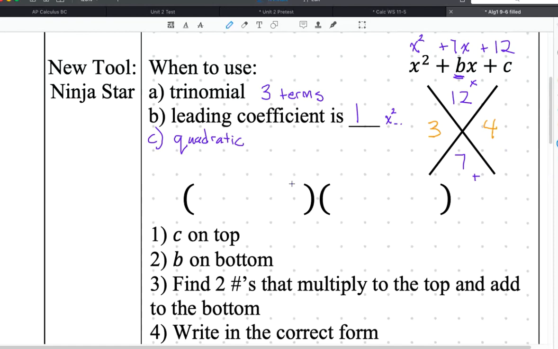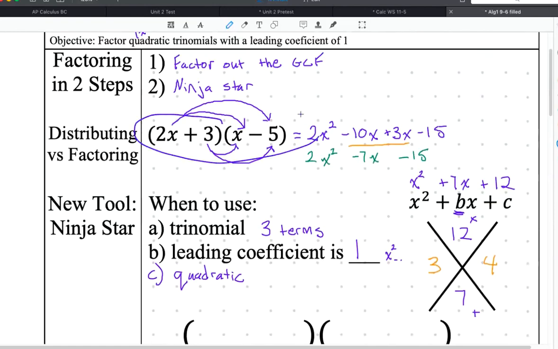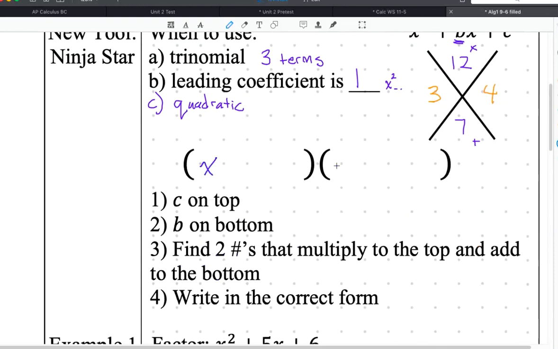Well, we have to turn it into the correct form. We have to turn it into something that looks like this up here. It's always going to be x and x to begin with, and then it's going to be plus or maybe sometimes minus. If this was a negative 3, then I would be putting a minus sign here. But these are both positives. There's a positive 3 and a positive 4, which means that the sign that goes in between should be a positive. So both of them are positive.